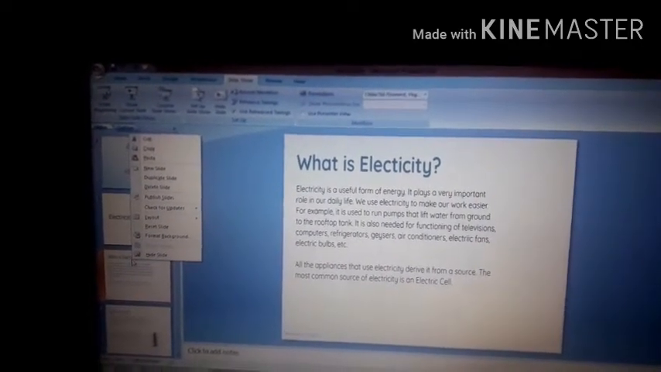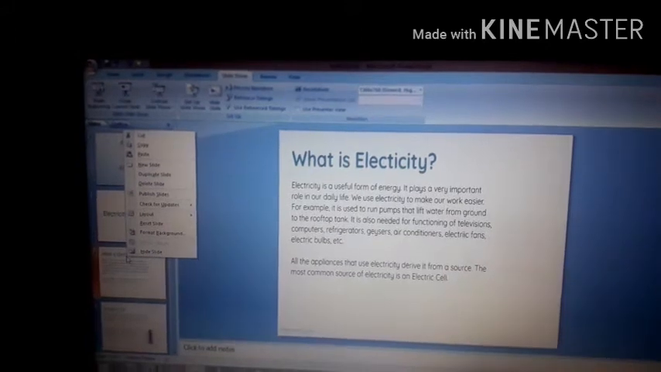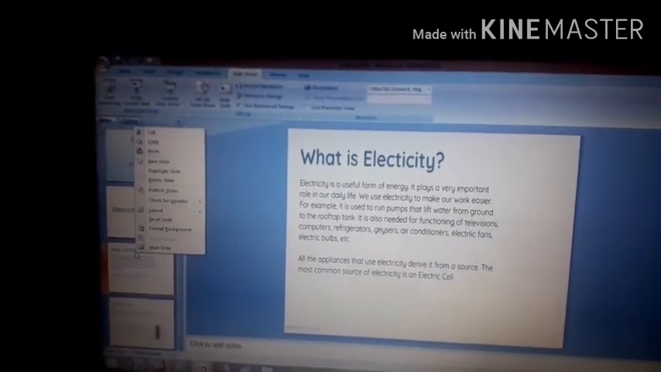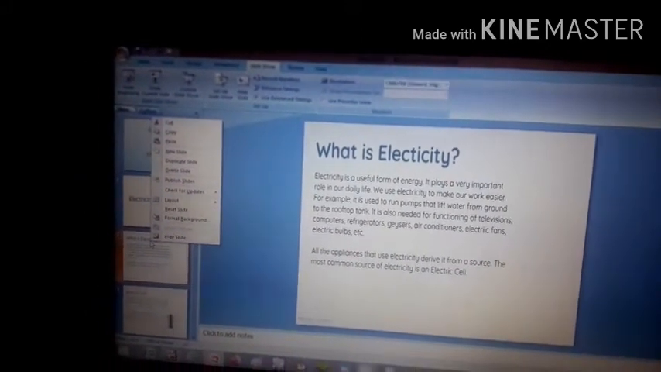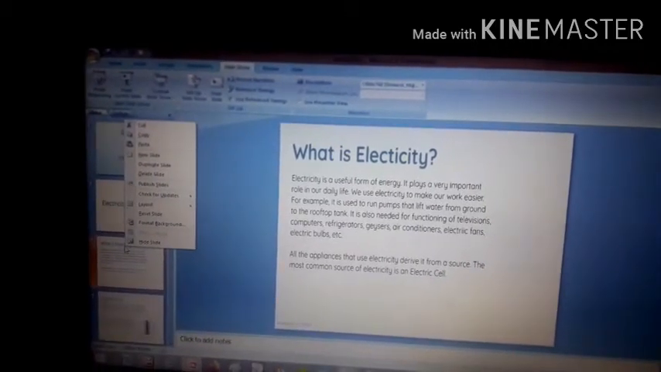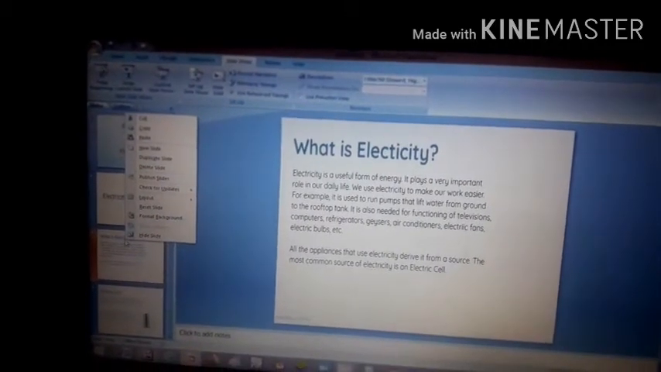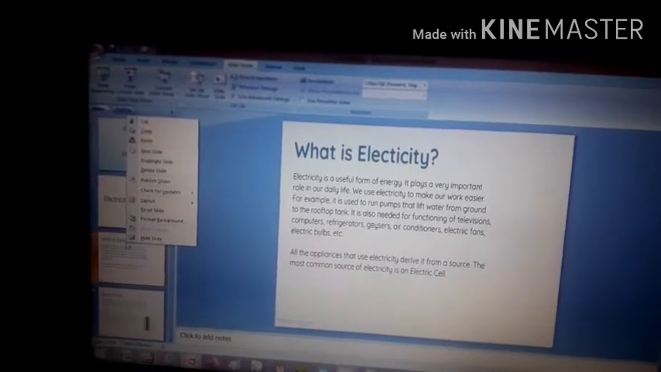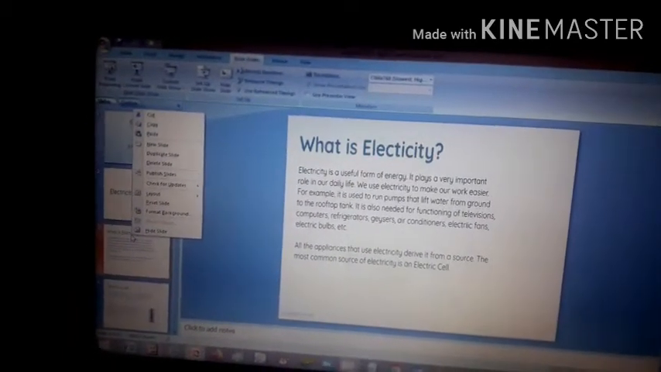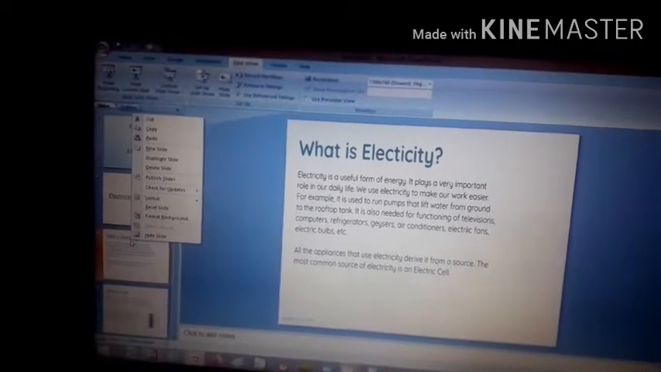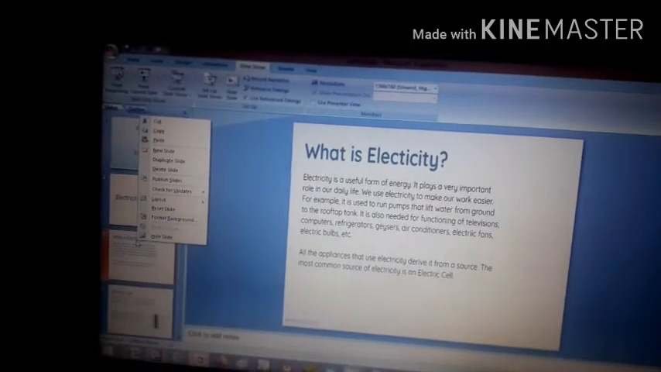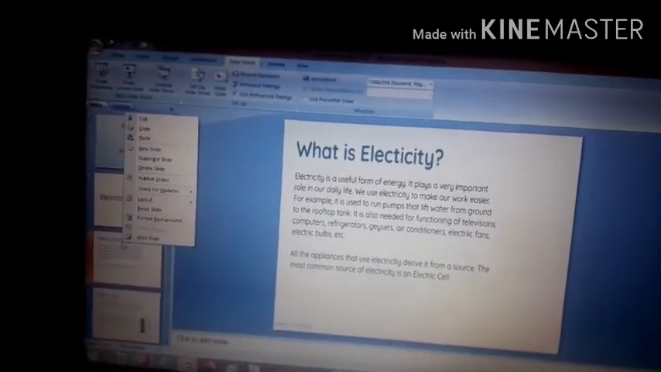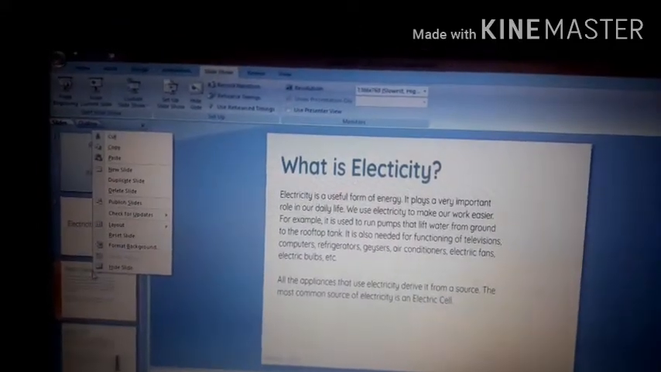Then you must have seen many electrical gadgets in your home like ACs, fans, TVs, LEDs, refrigerators. How do they work? They all work on electricity. So what is electricity? Electricity is a useful form of energy. It plays a very important role in our life.